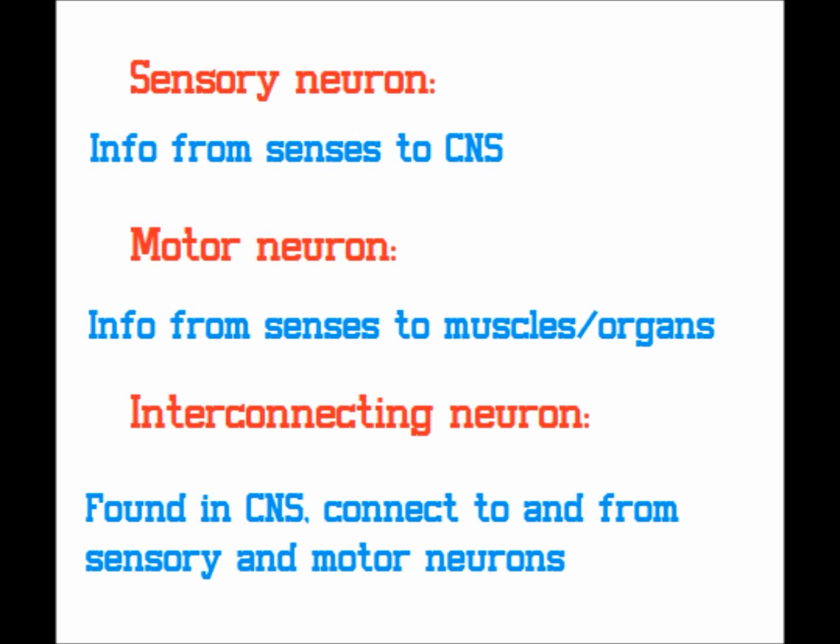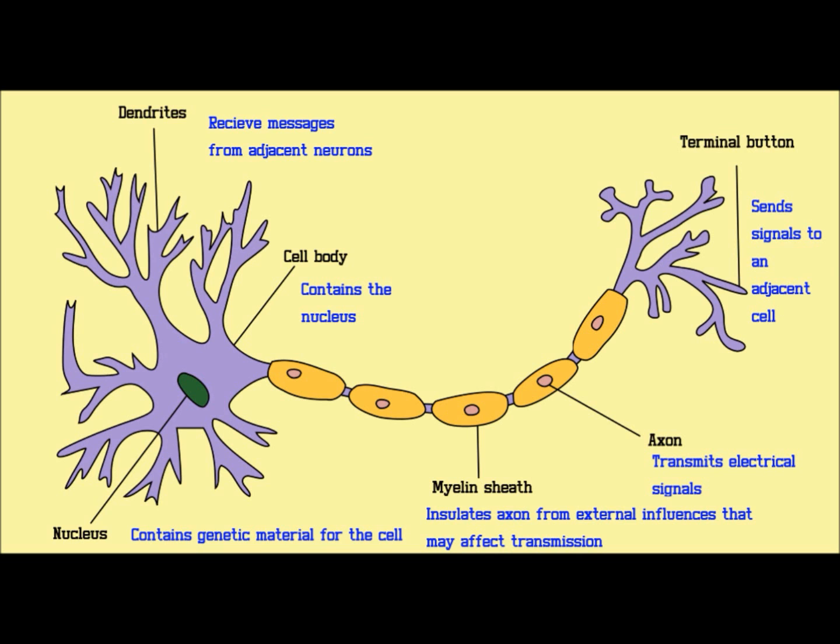Now we move on to neurons. There are 3 different types of neurons. Sensory neurons receive information from the senses and send signals to the central nervous system. Interconnecting neurons are found in the central nervous system and connect to and from sensory and motor neurons. Motor neurons receive information from the central nervous system and send the signals to the muscles and internal organs.